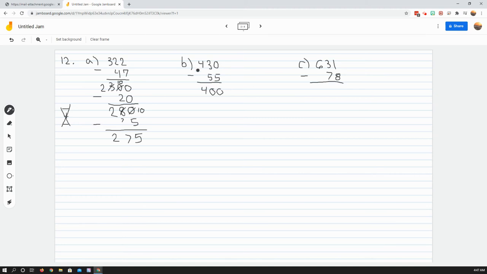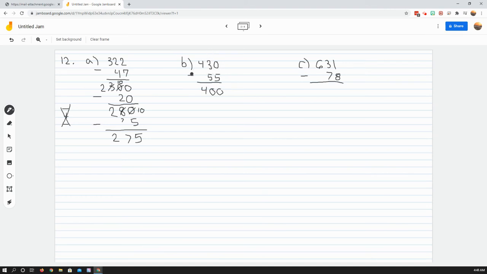I can't do that. If I look at my ones place, I have 0. I have to take away 5. I can't do that either. In both of them, I would have to borrow. So I'm just going to go back to my tens place and subtract everything starting from here.